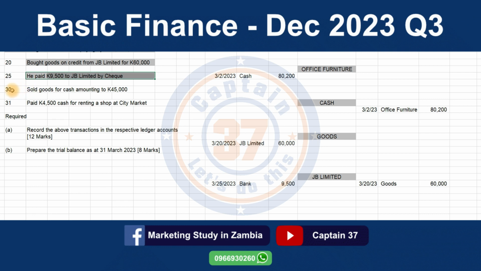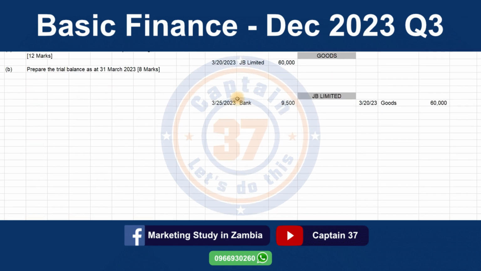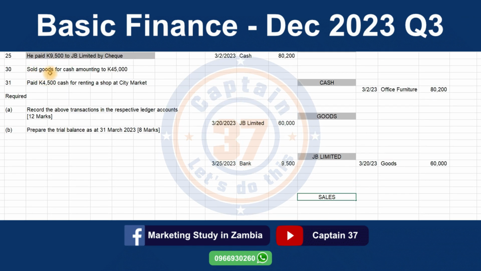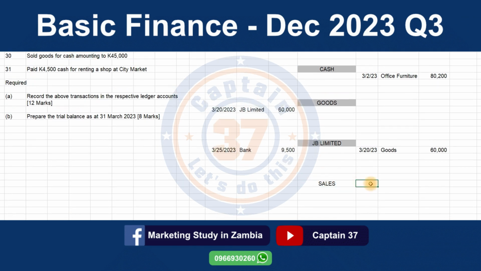This one now happened on the 30th. Sold goods for cash amounting to 45,000 kwacha. When you sell, it means that we're going to register a sales account. So I'm going to open a sales account. And in this sales account, we've been told that Jacob sold goods for cash amounting to 45,000 kwacha. So the sales transaction is here.